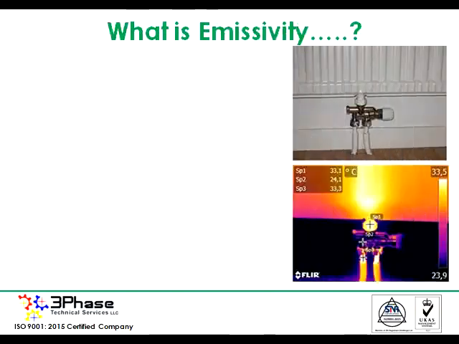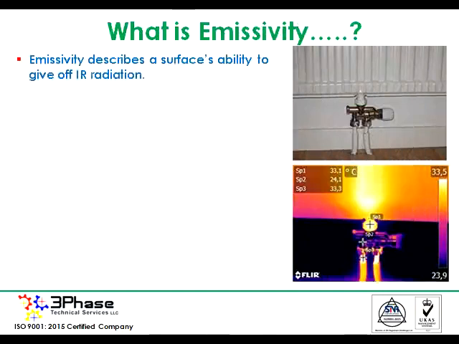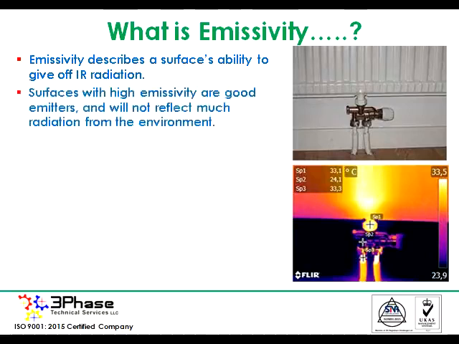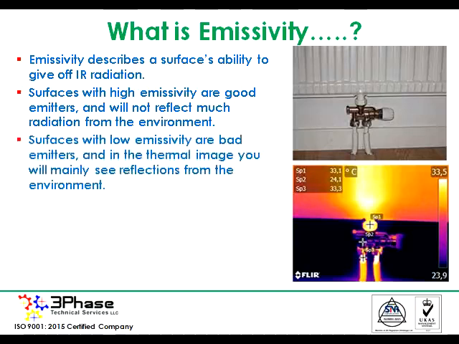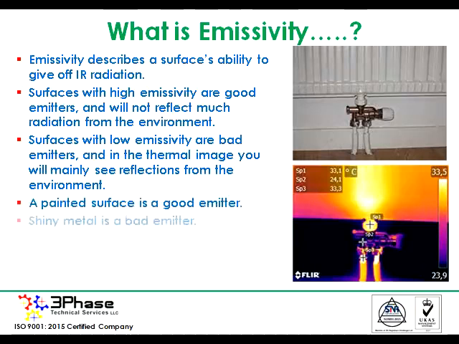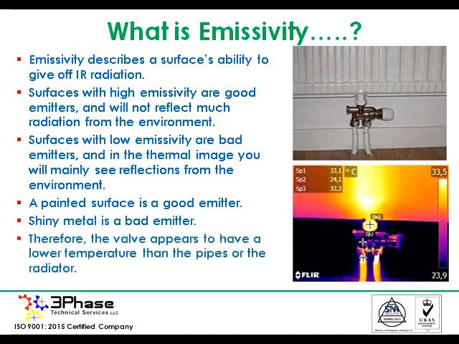What is emissivity? Emissivity describes a surface's ability to give off infrared radiation. Surfaces with high emissivity are good emitters and will not reflect much radiation from the environment. Surfaces with low emissivity are bad emitters, and in the thermal image, you will mainly see reflections from the environment. A painted surface is a good emitter. Shiny metal is a bad emitter. Therefore, the valve appears to have a lower temperature than the pipes or the radiator.